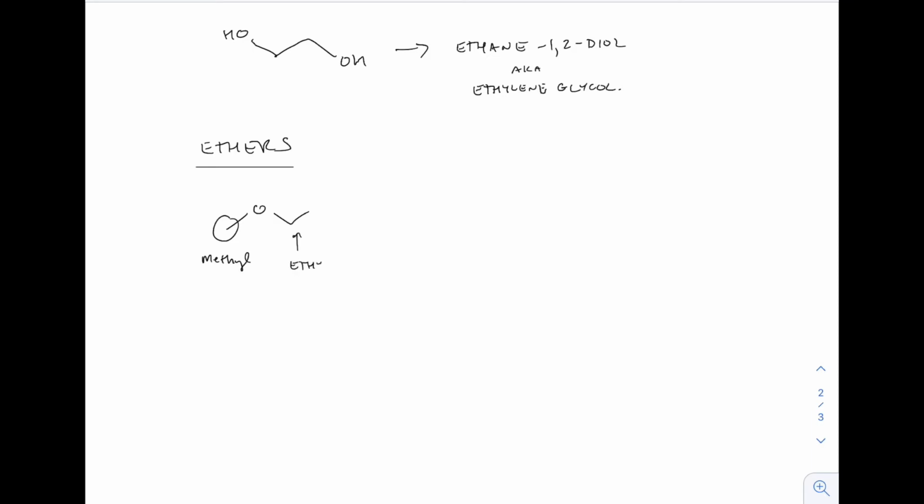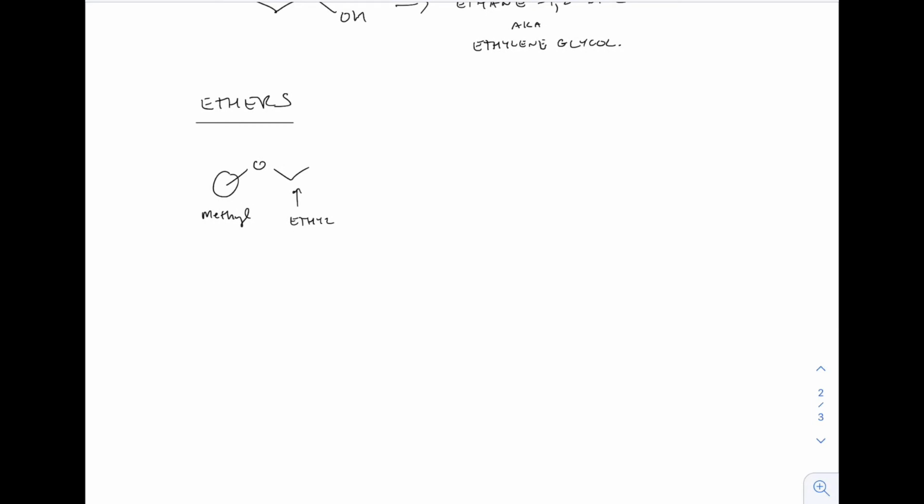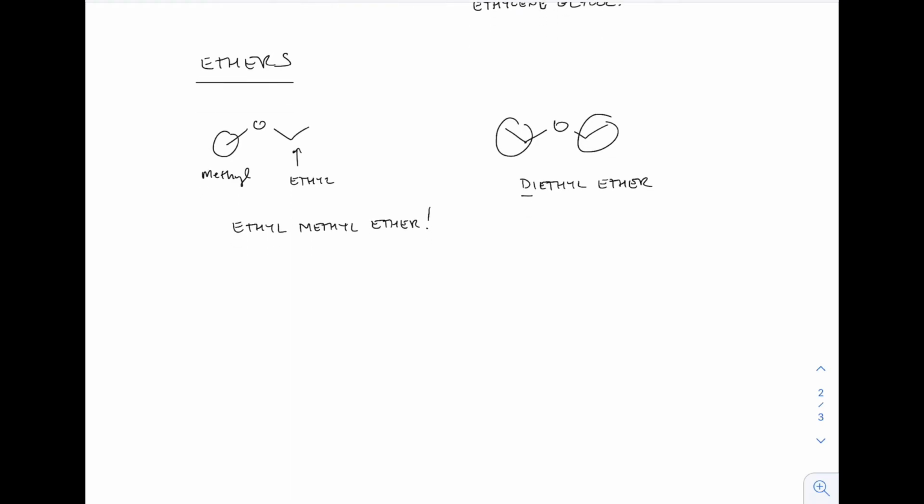So for ethers, we have an unsymmetrical ether here. We have a methyl on one side and ethyl on the other. So what we do is we name the substituents in alphabetical order, and then you add ether at the end. So ethyl methyl ether. And if it's two of the same groups, you can have diethyl ether. Boom. Very simple, right? These are obviously for straightforward ether compounds.